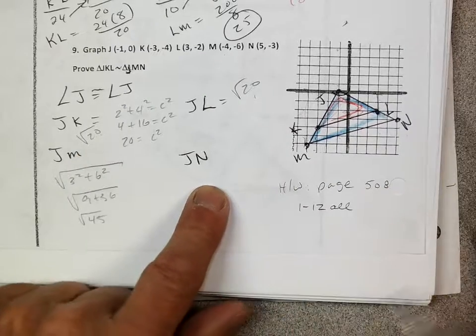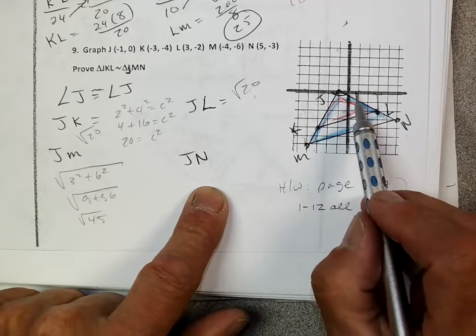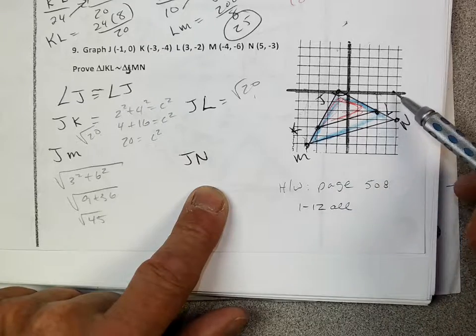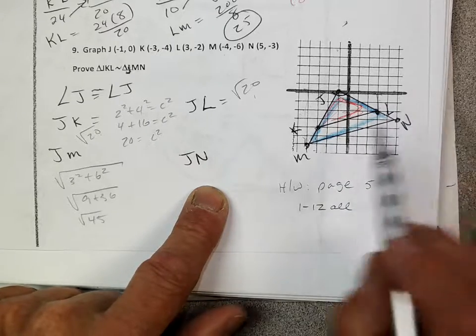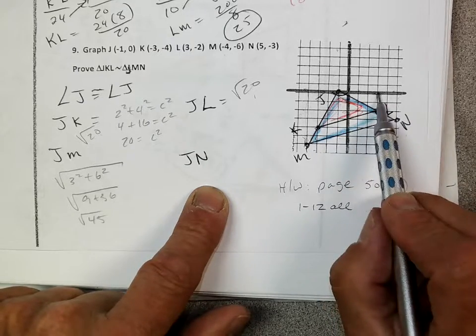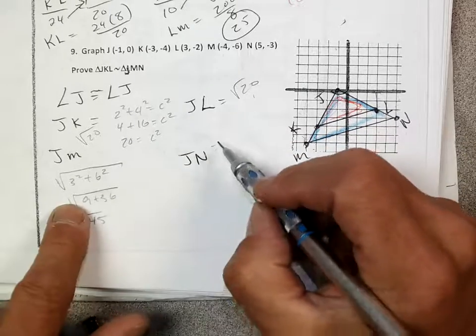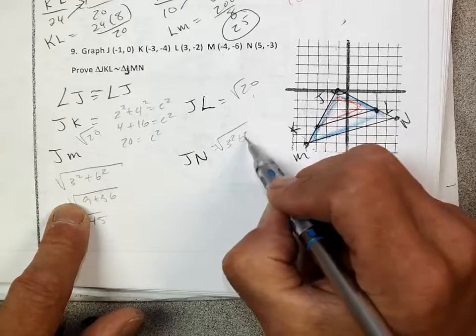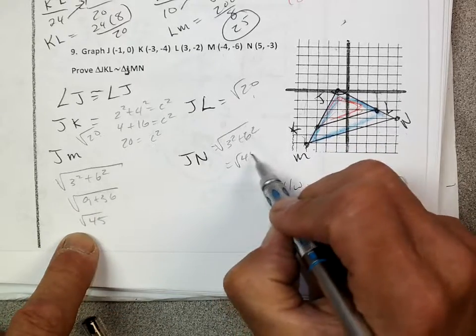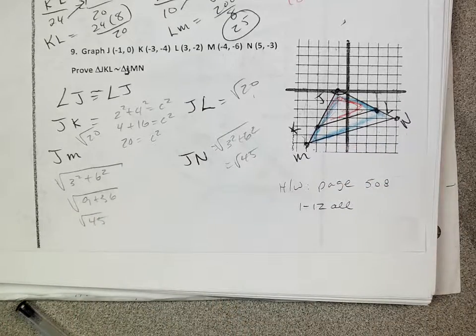And then JN, let's see. JN's 1, 2, 3, 4, 5, 6. 1, 2, 3. So it's the same one as this one, square root of 3 squared plus 6 squared, but I already know that answer. That's square root of 45. So do they have the same ratios? Yeah, let's check it out.